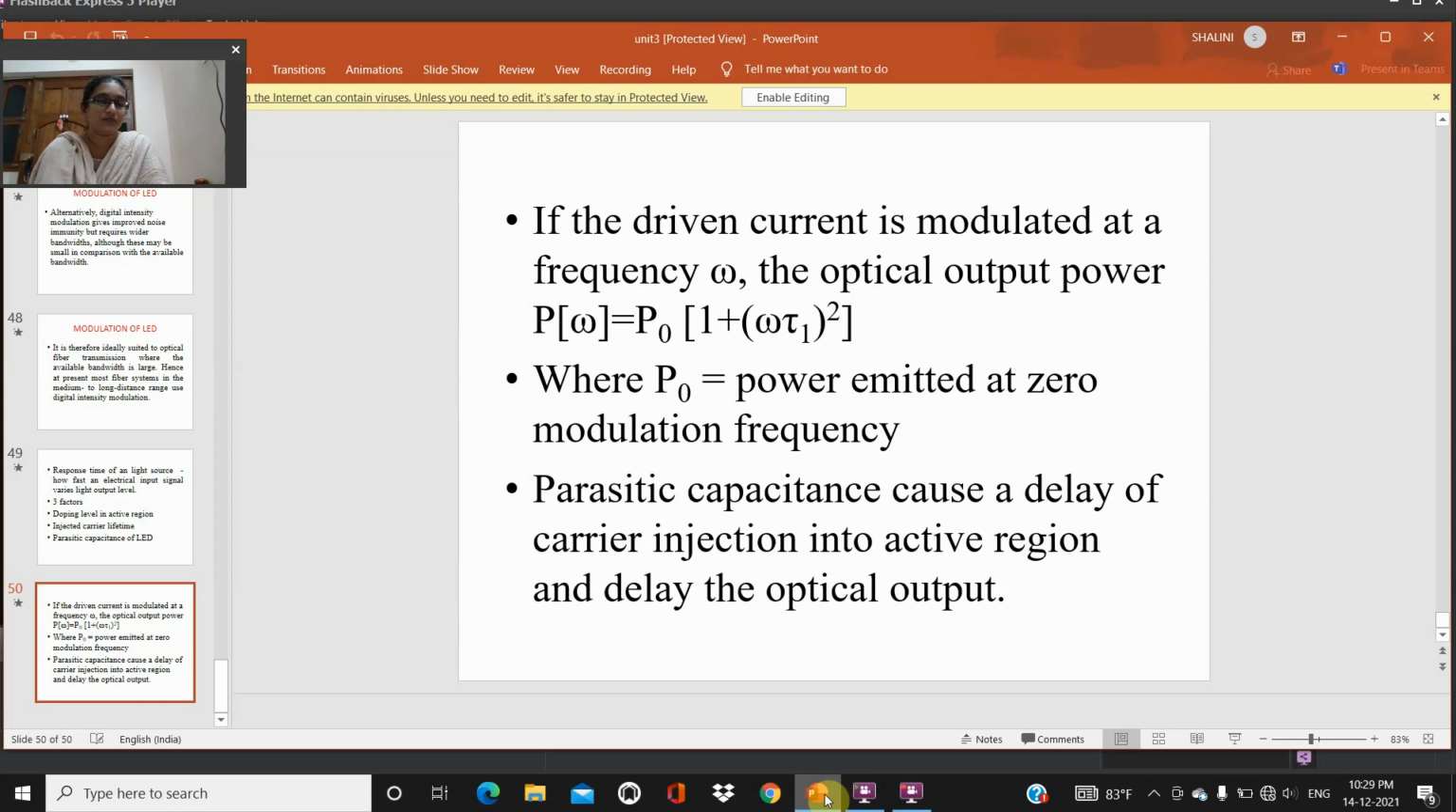This is the modulation of LED: how LED modulation can be done according to analog and digital signals.